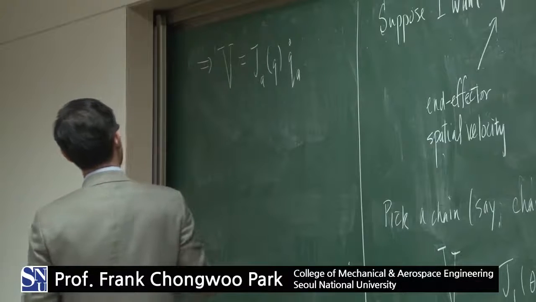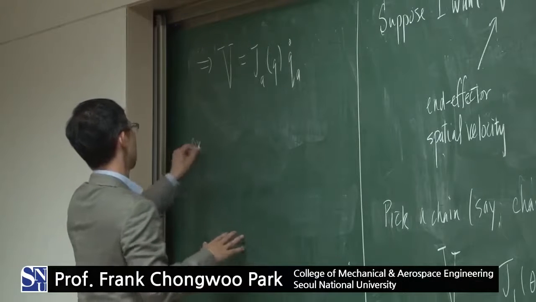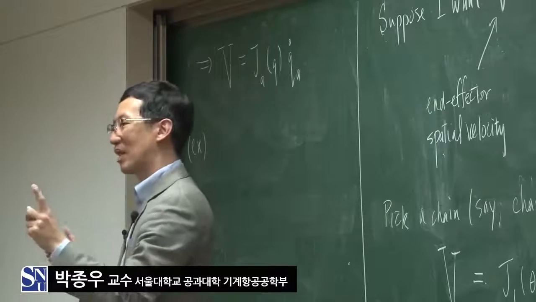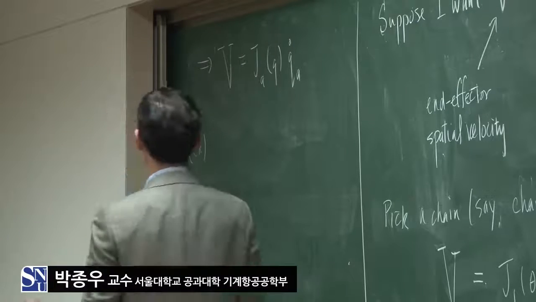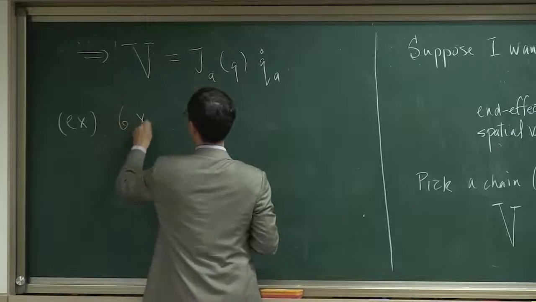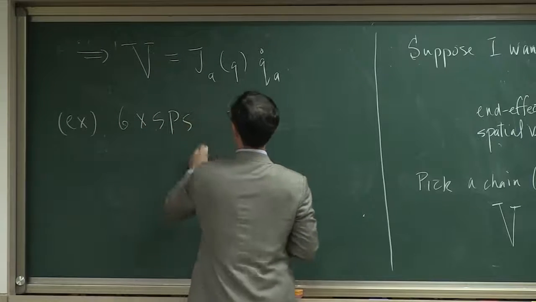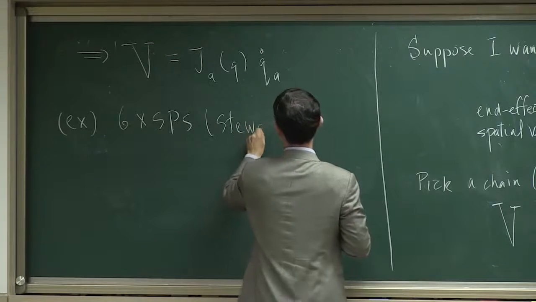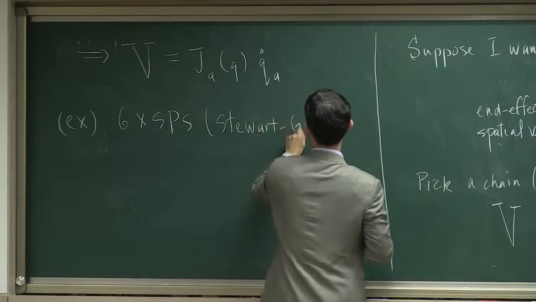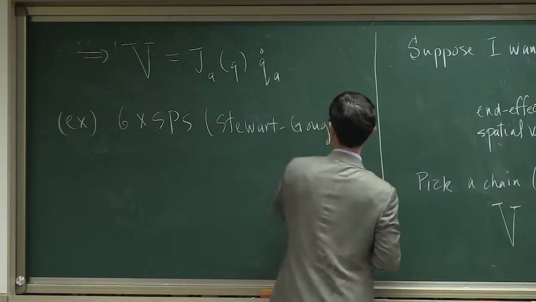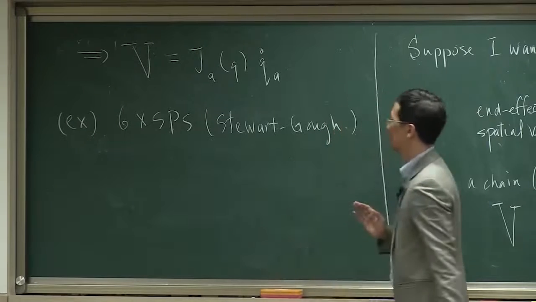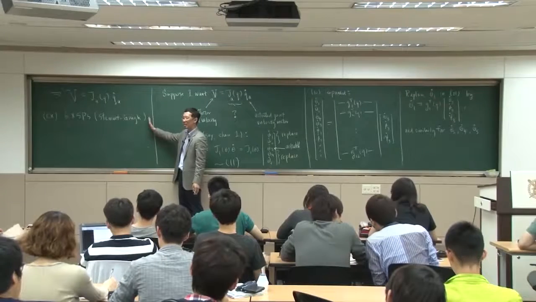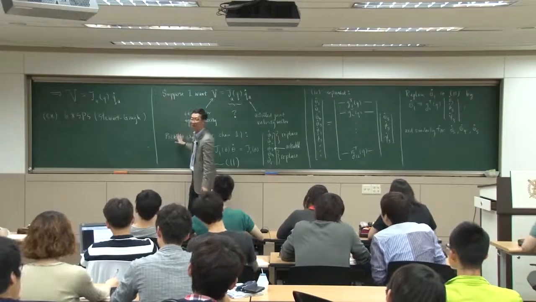All right. We have to do one more example, and that's the Stewart platform. So the 6-SPS, otherwise also the Stewart-Gough platform. I want to do this example because this is one case where you don't have to do this.